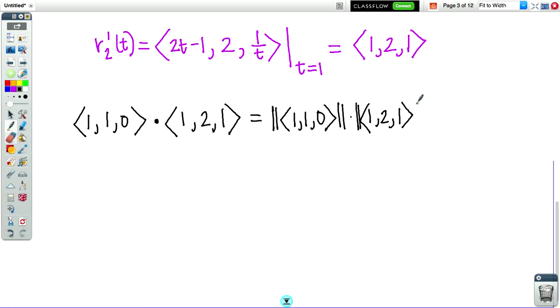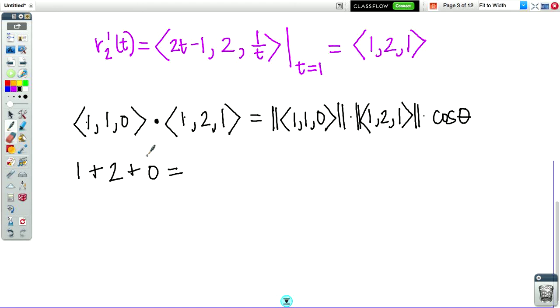The magnitude of the second one times cosine of the angle between them. This is one of those really useful things about the dot product, because remember, the dot product is actually really easy to compute. It's the one where you just do component times component plus component times component plus component times component. So 1 times 1 is 1, plus second times second, so 1 times 2 is 2, and then plus third times third, which is 0.